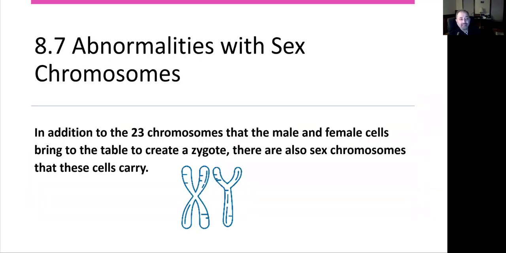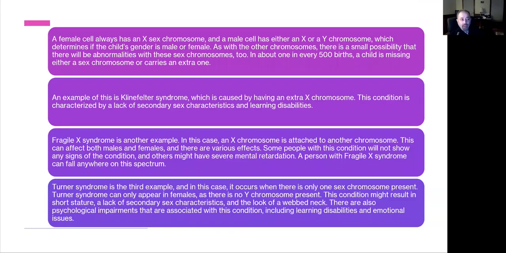So now we'll look at the abnormalities with sex chromosomes. In addition to the 23 chromosomes that the male and the female cells bring to the table to create the zygote, there are also sex chromosomes that these cells carry. So a female cell always has an X chromosome, and a male cell has an X or a Y chromosome, which determines if the child's gender is male or female.